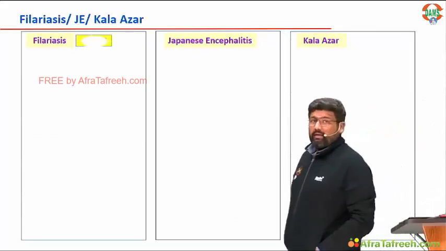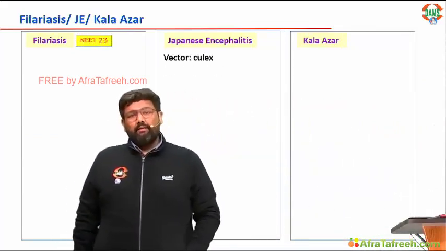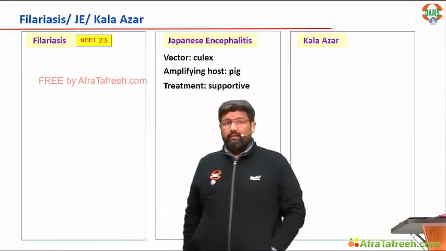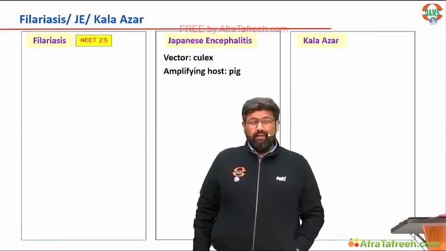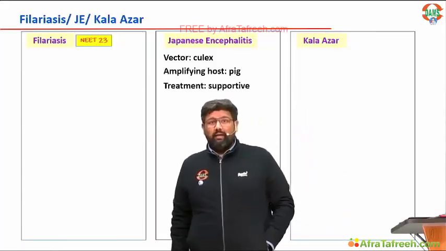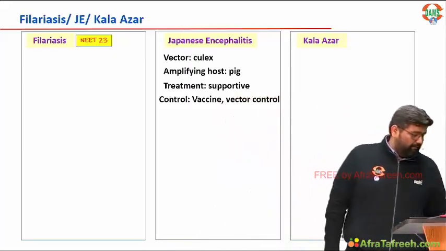Now, filariasis. Again, you want to see how important this slide is? See, filariasis. This was asked recently in your NEET. If I talk about Japanese encephalitis, the vector is Culex. Amplifying host is pig. Treatment, supportive, and control, vaccine and vector.